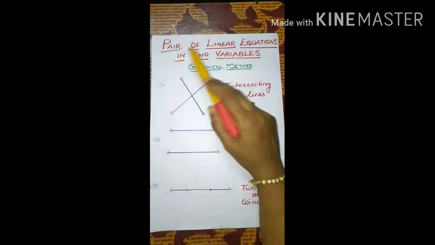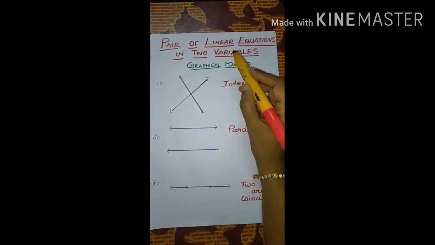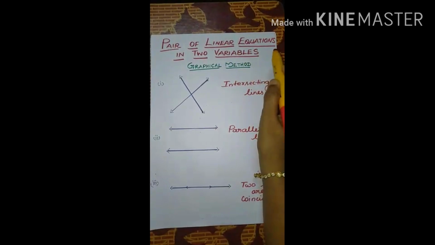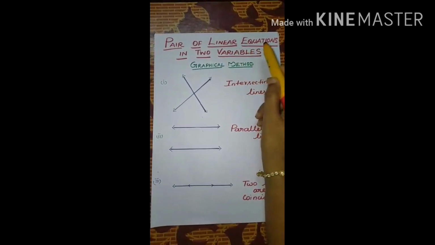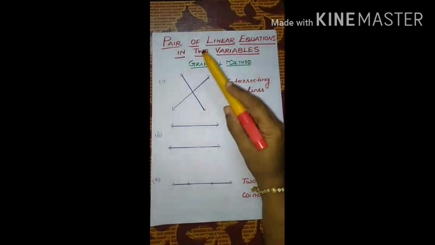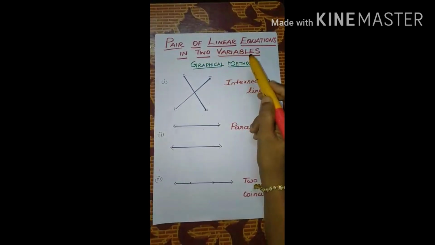We have to take a pair of equations. That is ax plus by plus c equal to 0. This is the general format of a linear equation. Now we are going to take a pair of linear equations in two variables.